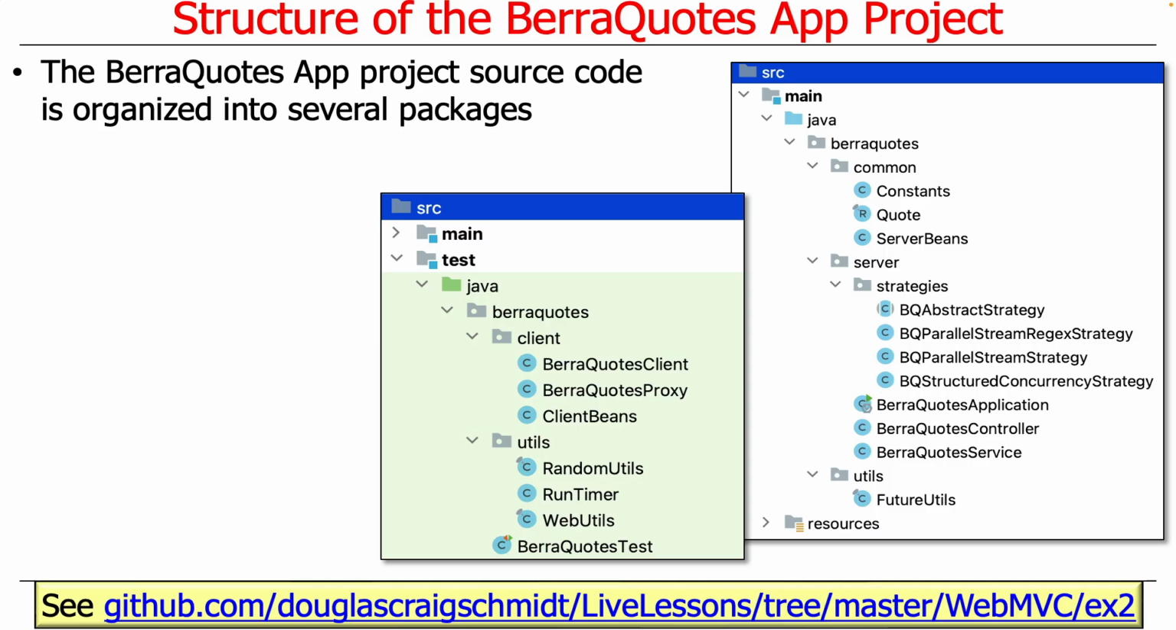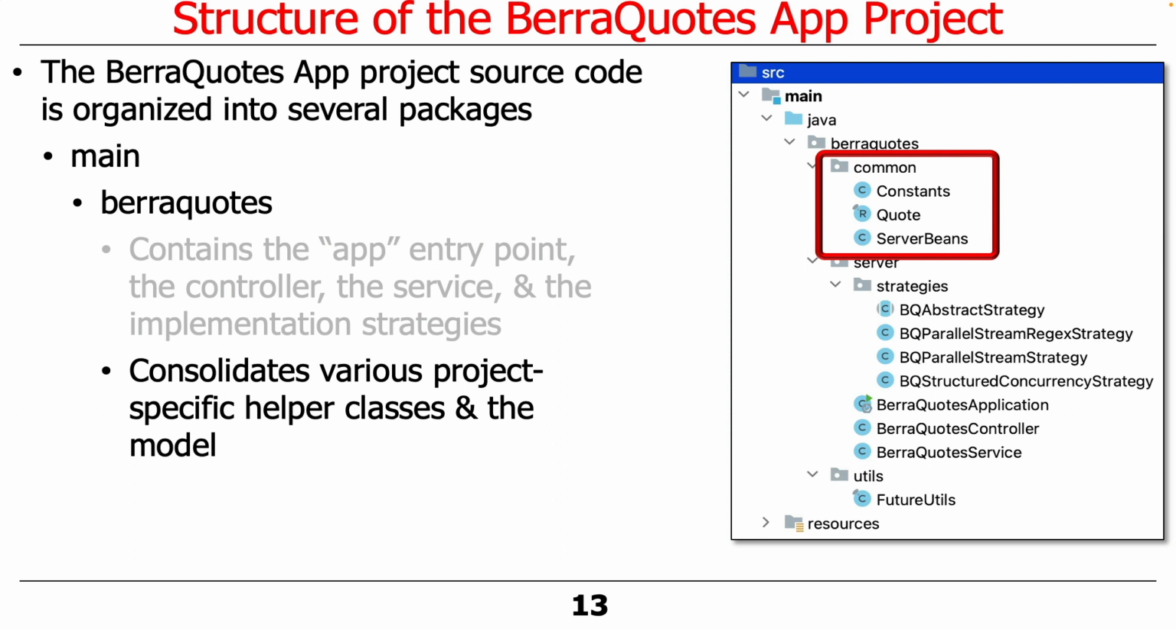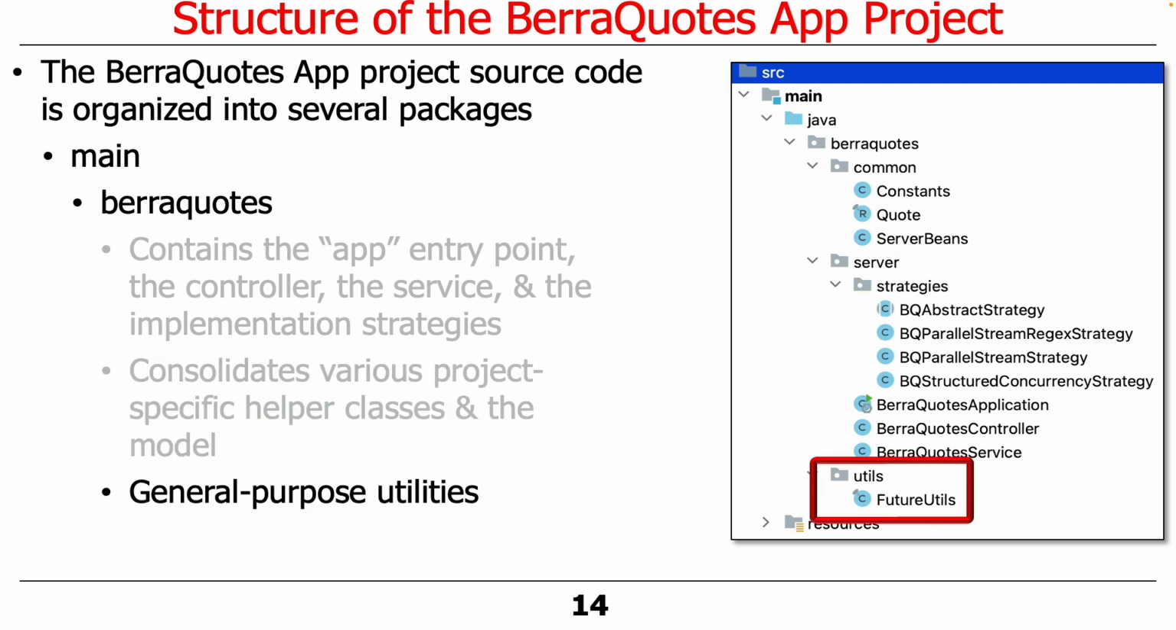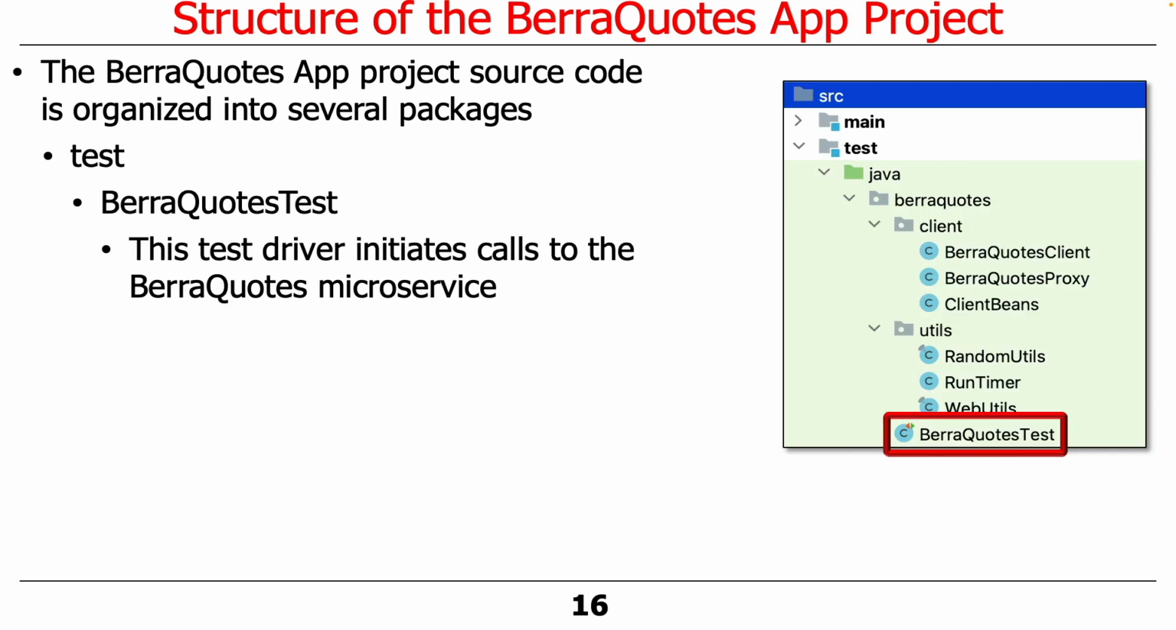The project is structured in a more interesting way than we had looked at before. The server side has a lot more stuff in it because we've got all these different strategies. I'm going to show you a really fun strategy that does some really cool things with regular expressions. And then it's got the common stuff like the constants and the server beans and the quote schema and so on. And then there's a general purpose utilities folder that has the future util stuff. That should all look very familiar to you because we do that for the assignments as well. And then finally, there's a resources directory that contains the name and the port number.